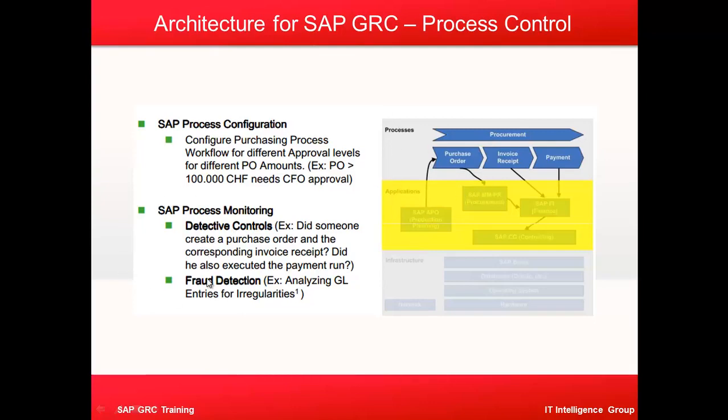Basically it is having two different types. One is detective controls we need to put in, and we need to put in the fraud detection. So detective control means, say, did someone create a purchase order and the corresponding invoice receipt? Did he also execute the payment run? So these are the type of detective controls we need to put in. Okay, same thing goes for fraud control. We need to identify what are the things which we can put in from the fraud perspective.